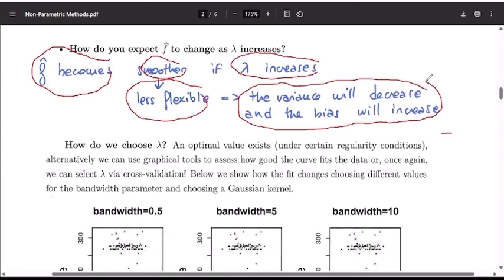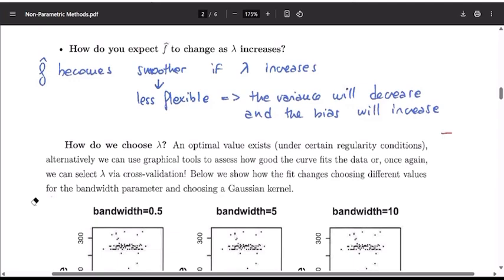I'm going to say that again. Not even in the statistical community. In the research world in general, bias is the worst enemy. Now, because of that, how do we choose lambda? Because the selection of lambda is very crucial. Like I said, how do we choose lambda?